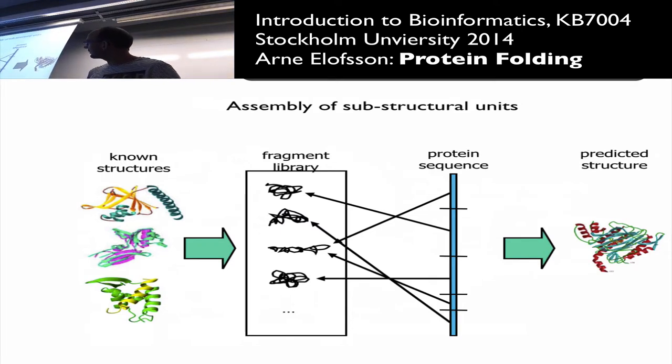So the fragment library is basically known structures. You take the known structures, and you take the sequence, and you search it. Simply, you just do a BLAST search against the fragment libraries, and you take some low cutoffs. You don't take strong hits. You just take things that look similar by tendency, and then you do the prediction.